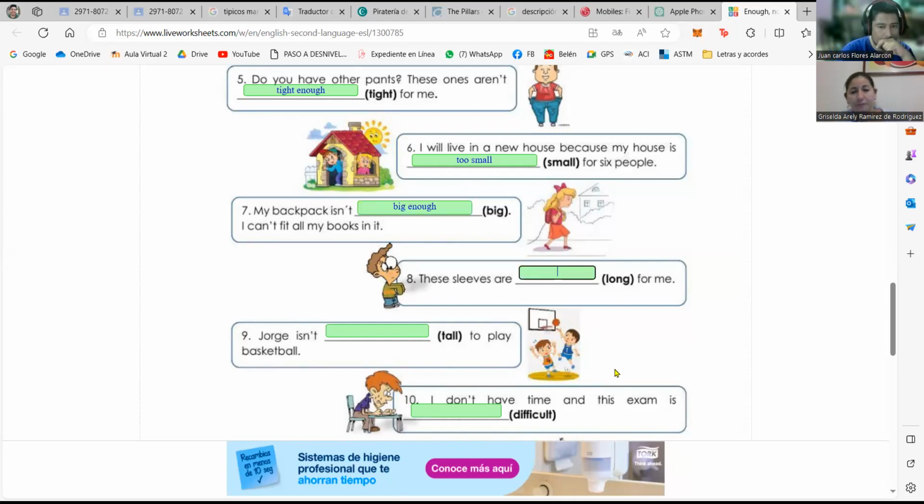Are too long. Too long. Ajá, porque se ve que es muy grande. Too long for me. Tall enough. Pero arriba faltó el long. To play basketball.